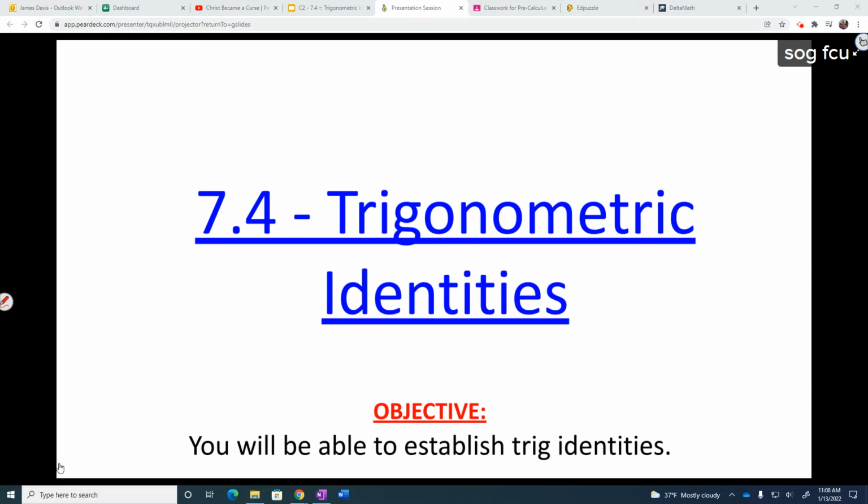So we're going to be establishing, as the book calls it, establishing trig identities today. You can think of that word as basically proving trig identities today.